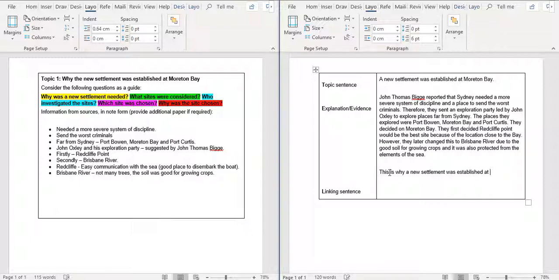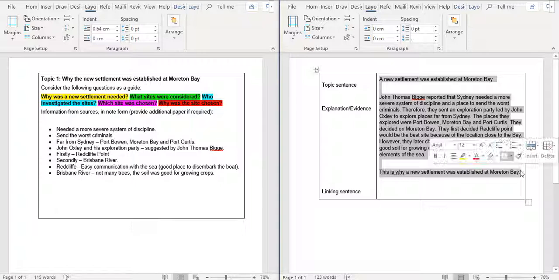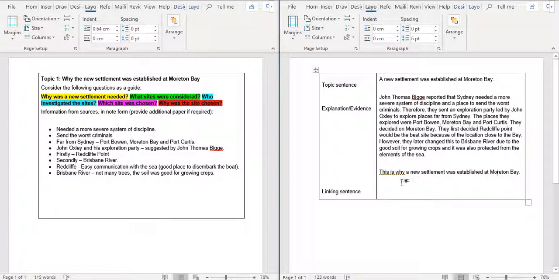established at Moreton Bay. So putting all of that together, that is one paragraph with our explanation and our evidence. This is what a good paragraph will look like when we are writing a TEEL paragraph from our evidence.